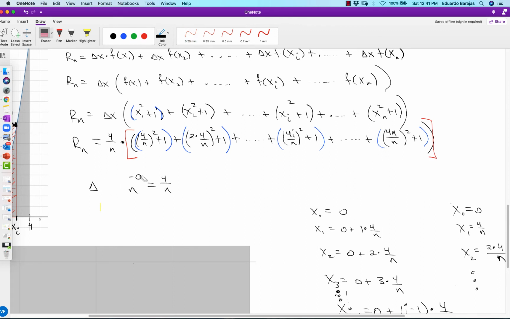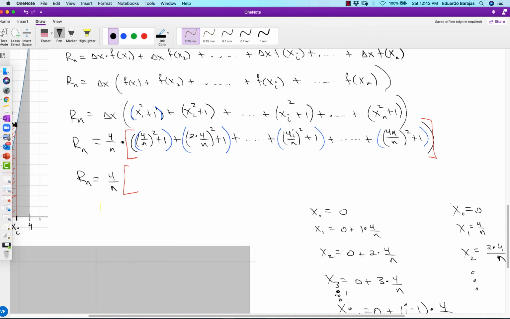Let me erase this for now, and continue to simplify this. As you can see, all of these parentheses here in blue share a 4 over n squared in common: 4 over n squared, 4 over n squared, 4 over n squared. So we can simplify this to be 4 over n, and then a giant red bracket.